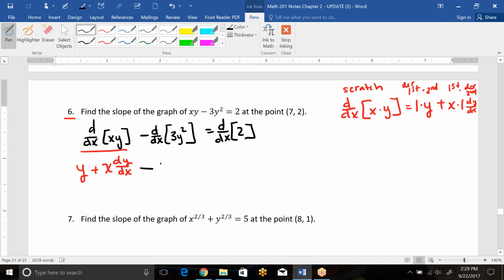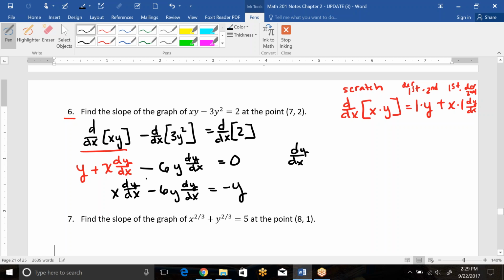This would be 2 times 3 is 6, y to the first now, and then we used the wrong variable, so it's dy/dx. And then the derivative of 2 with respect to x is just 0. The only term that does not have a dy/dx is the y, so we'll move that over by subtracting it. And then we can pull a dy/dx out of the left side, so that's going to be x minus 6y equals negative y. So dy/dx is negative y over x minus 6y.